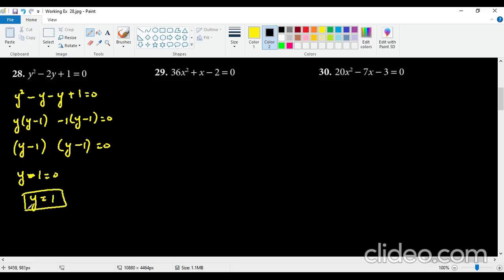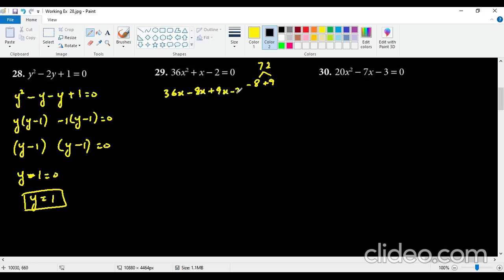Moving on to the next question. 36 times 2 is 72. How do we get 72? 8 times 9. 8 times 9, and plus 9 and minus 8 are going to give us a plus x. So I will write 36x squared minus 8x and plus 9x minus 2 equals 0.